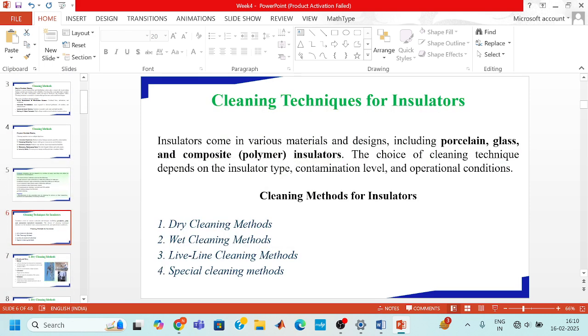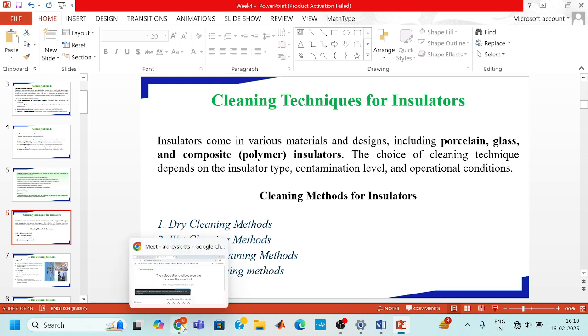There are some cleaning methods and techniques used for several insulators like porcelain, glass, and composite insulators. The choice of cleaning technique depends on the insulator type, contamination level, and operational conditions. The four different methods used for cleaning polymer, porcelain, glass, and composite insulators are dry cleaning methods, wet cleaning methods, live line cleaning methods, and special cleaning methods. Moving on to the next cleaning method.